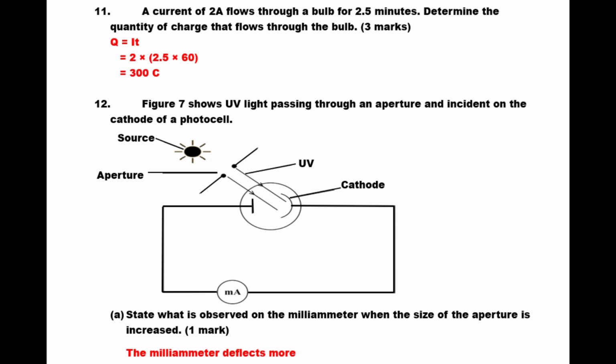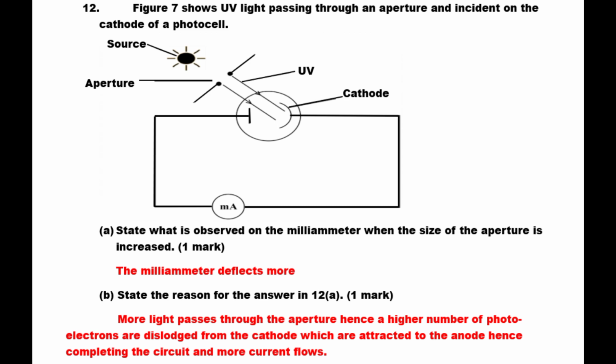12A, state what is observed on the milliammeter when the size of the aperture is increased. When the size of the aperture is increased, the milliammeter deflects more. B, state the reason for the answer in 12A. More UV light passes through the aperture, hence a higher number of photoelectrons are dislodged from the cathode, which are attracted to the anode, hence completing the circuit, and more current flows.